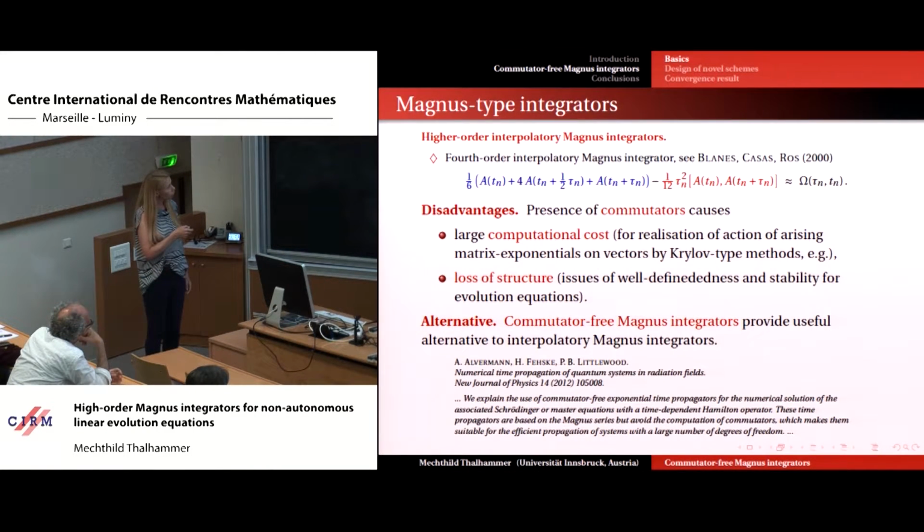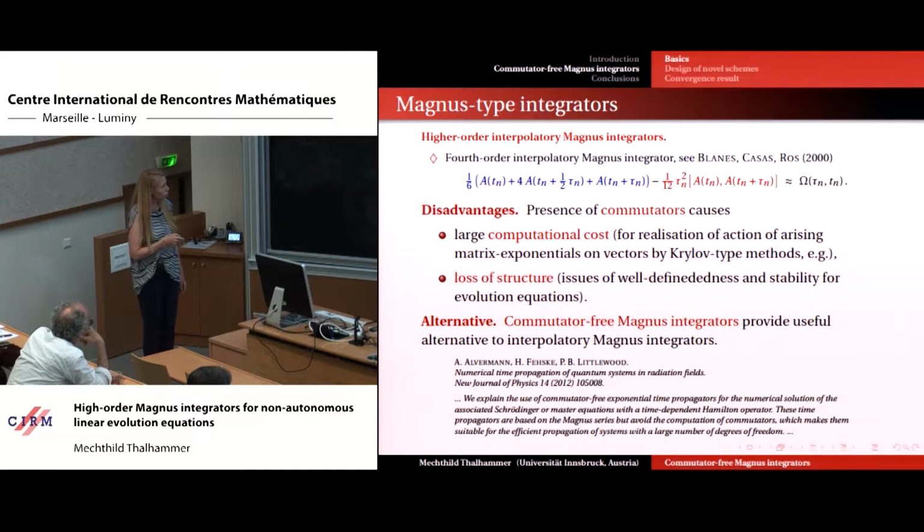A second issue, which you see in the theoretical analysis, is the loss of structure. So assume that you have some differential operator of second order. It's not clear what your commutator will look like. In any case, it will have different properties than the original operator. This is an issue which you encounter when you want to analyze the methods for PDEs, for evolution equations. So the approach is to use related methods which do not involve these commutators, and they are called commutator-free Magnus integrators.